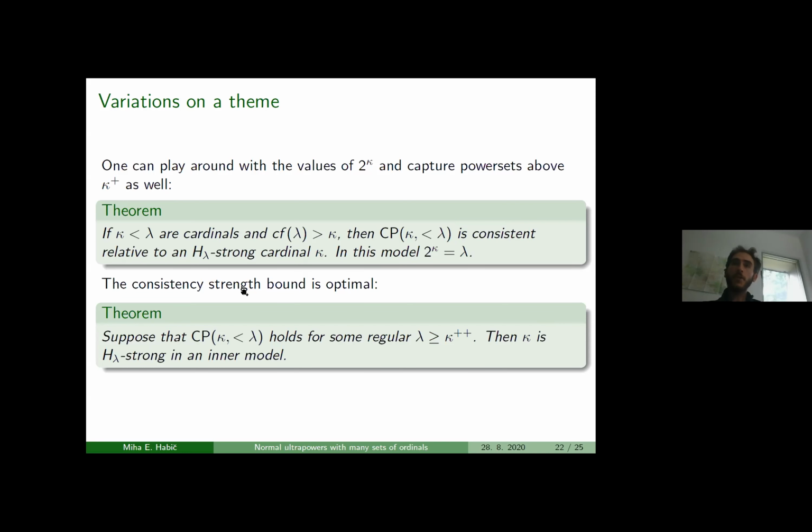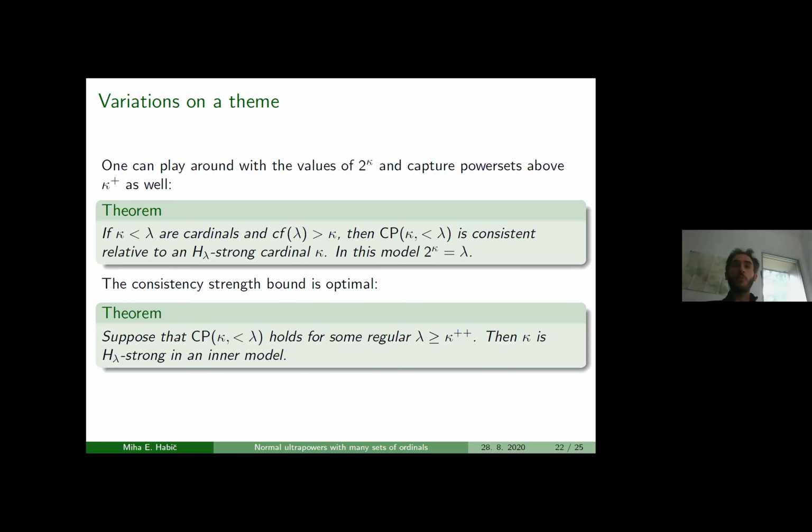All right, so if you start with a sufficiently strong cardinal, you can get capturing up to any value of the continuum that you like. And in fact, the consistency strength here is optimal, right? So we can also go in the other direction. If you have this amount of capturing, so kappa less than lambda, then kappa will be H lambda strong in a model. I think that's right. Okay.